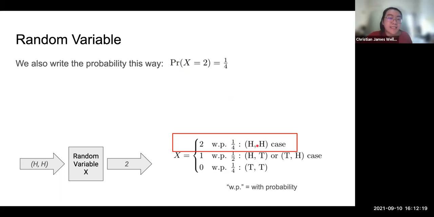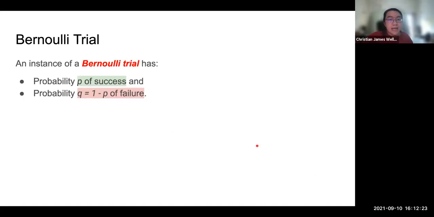This is the HH case. So these are just different representations. Okay. Now, the next thing I want to talk about is related to this Bernoulli trial.